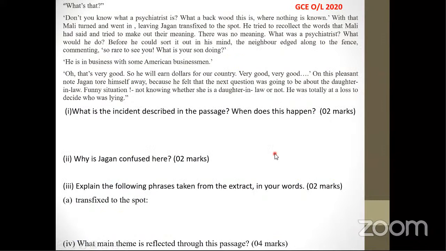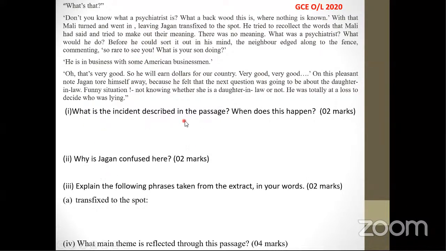Right? Last year's question. We have reached last year's question. You can read it. Read the extract. What's that? Don't you know what a psychiatrist is? What a backwood this is, where nothing is known? With that, Mali turned and went in. So Mali is there. And towards the end, we see a funny situation, not knowing whether she is a daughter-in-law or not. He was totally at a loss to decide who was lying. So the focus is between Mali, Grace, Jagan. So we know the situation.